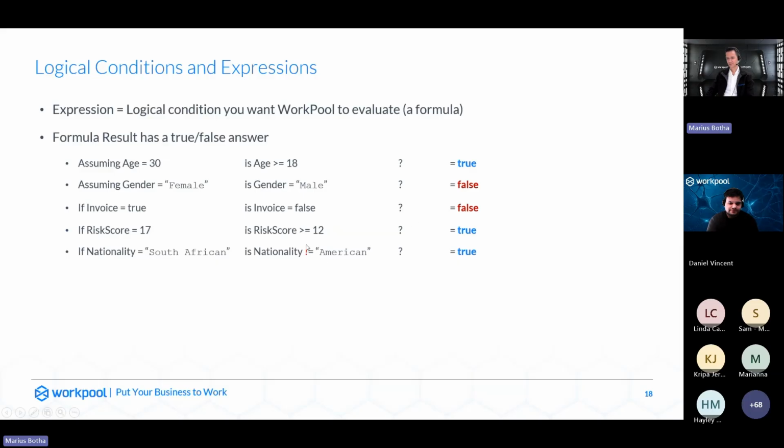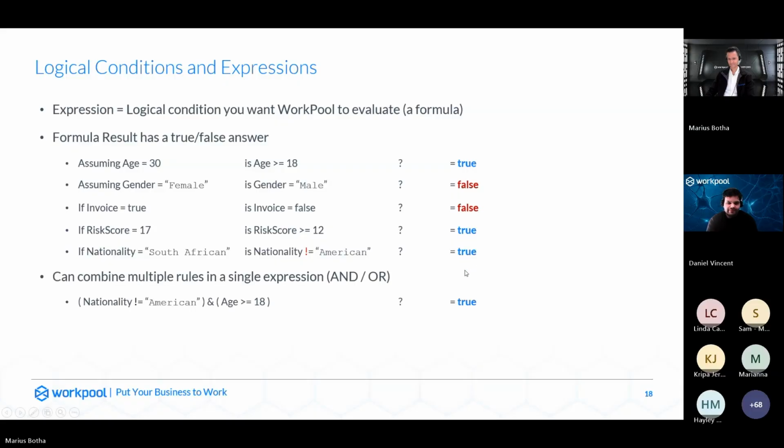I've just put in another one here as an example. So you can also have not just equal to, but also not equal to. So the syntax for that is exclamation and equal. So it's not equal to. The nationality on the process is South African. I'm saying, is it not American? Then it is true. And then just a heads up, which is something we go into more detail on in the normal process development training, is you can also combine these conditions, like add multiple conditions in one expression.